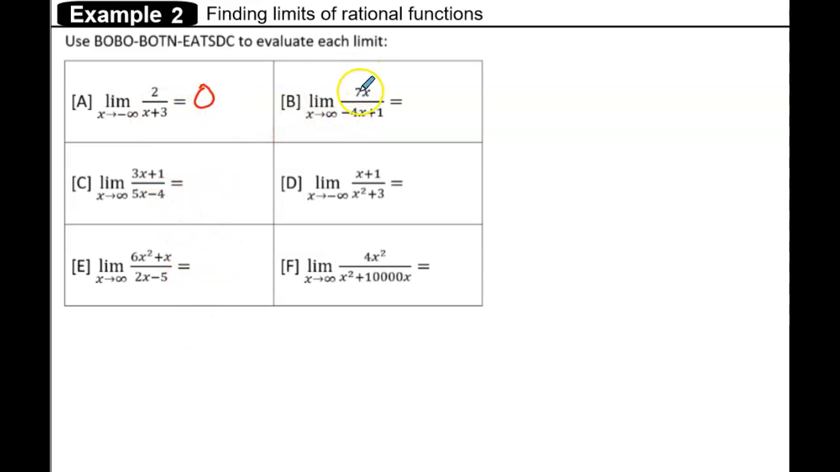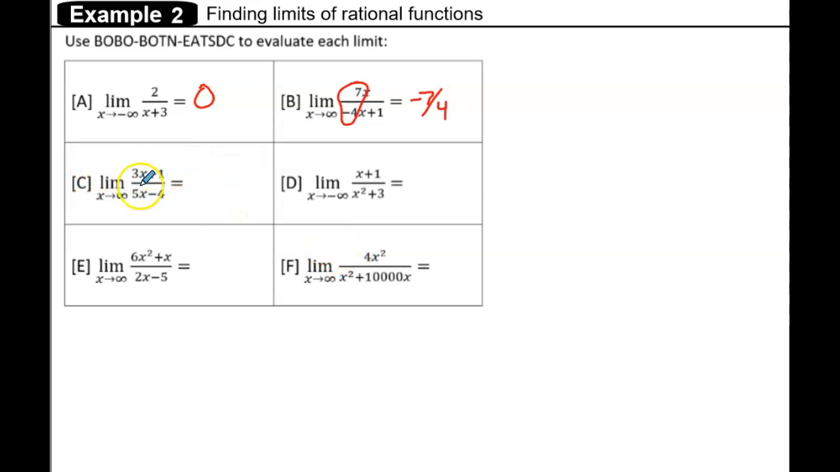In B, 7x/(-4x + 1), the degree is the same. Both the numerator and the denominator are linear, so that's EATS DC. Exponents are the same, divide coefficients to evaluate the limit. So when we divide 7 by -4, that gives us a horizontal asymptote of -7/4, which would be the limit as x approaches infinity.